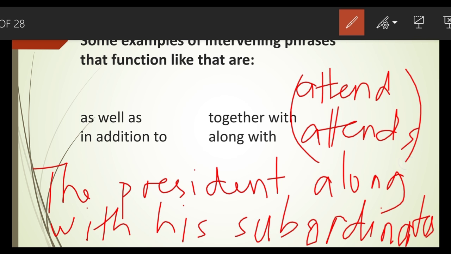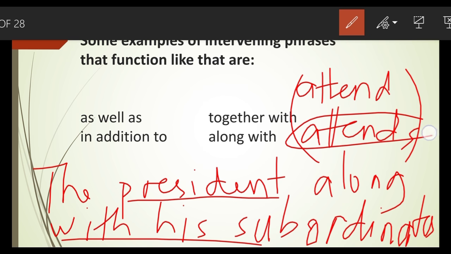Okay? So, dito, ang ating main subject ay yung president. Yung along with his subordinates, ito ay intervening phrase. Along with his subordinates, intervening phrase. So, ano yung gagamitin mo dyan? Ang gagamitin mo dyan ay attends with S. Bakit? Kasi nga, ang ating main subject ay president only. President, the president alone. Okay, so let's proceed.